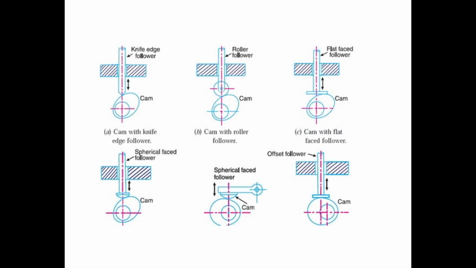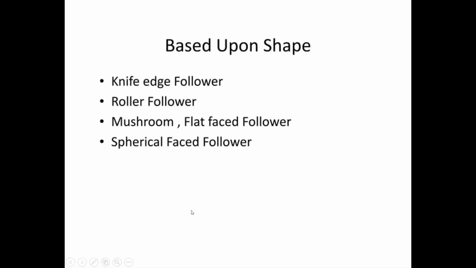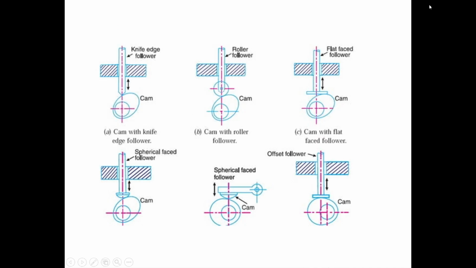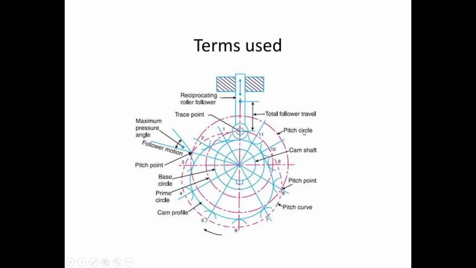You can see here, all of these are the normal models. This is radial. For offset, this is one diagram. When the motion of the follower is along an axis away from the cam center, there will be a certain distance. You can see both axes are offset by a distance. We call it an offset follower.